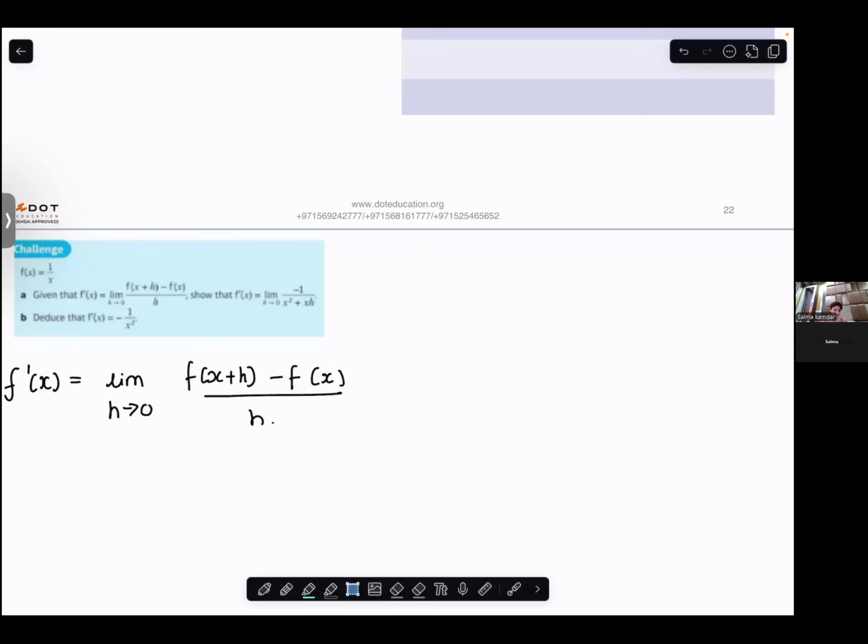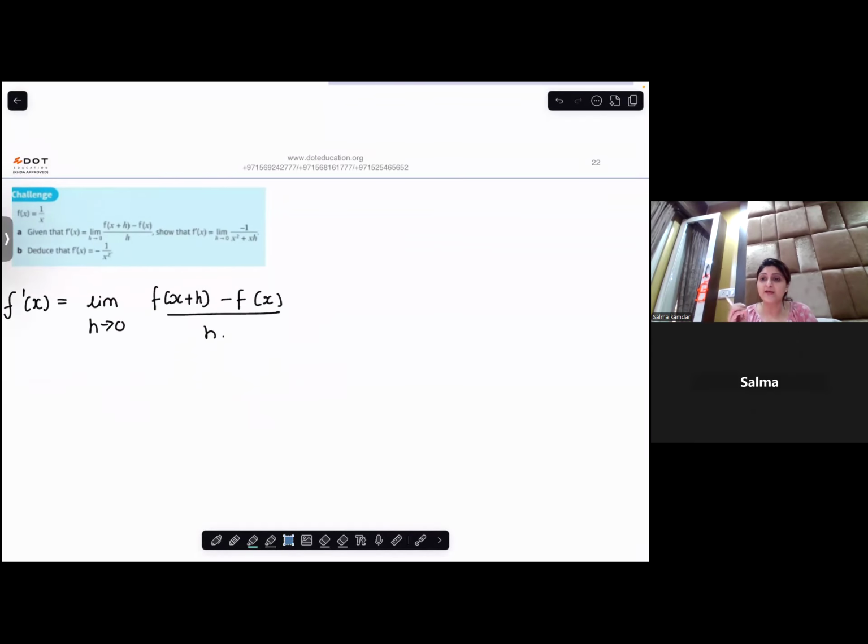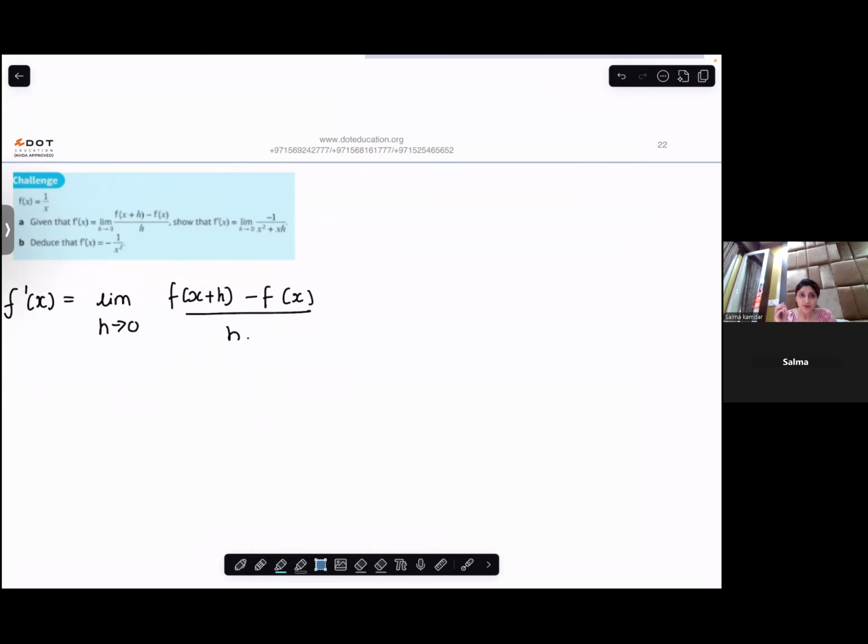This is your challenge question that is given at the end of exercise 8B, where it is telling you that your f of x is equal to 1 by x. Okay, and you need to show that, given that f dash x is equal to limit f of x plus h, that's given you the principle, and they're asking you to show f dash x is equal to this. So that means they're asking you to prove it through the principle.